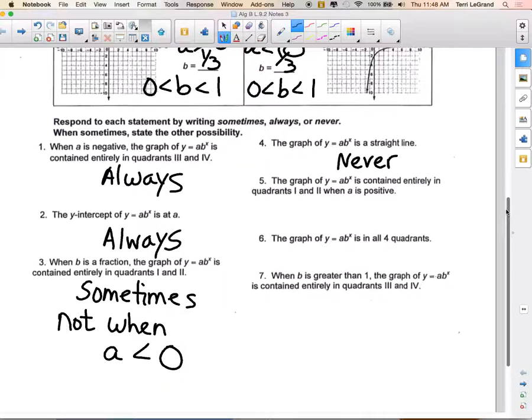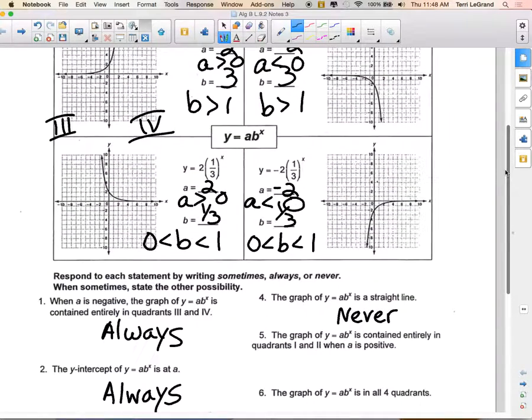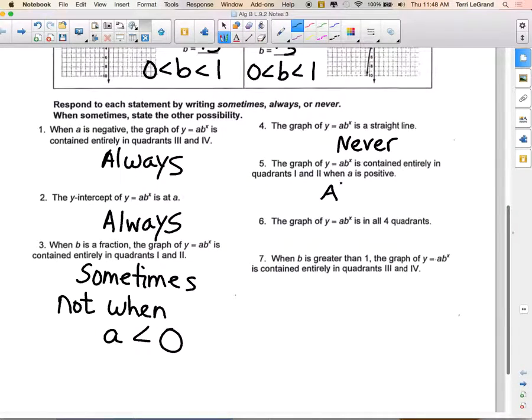Okay. A is positive. A is positive here. A is positive here. A is negative. A is negative. So we can say always to this one. Okay. So when a is positive, you better have your graph up in quadrants 1 and 2.